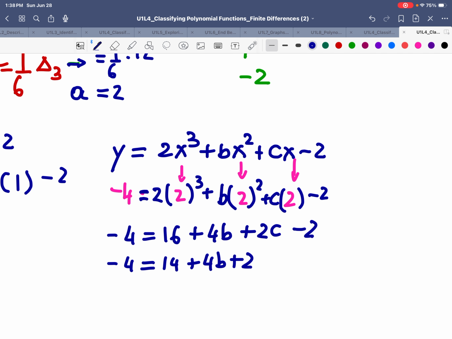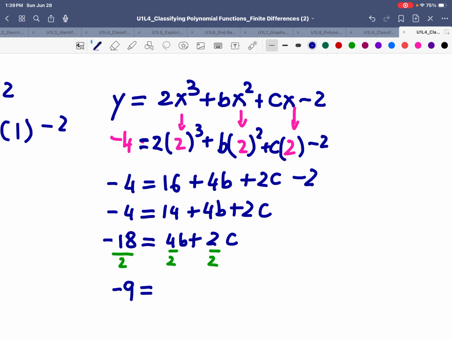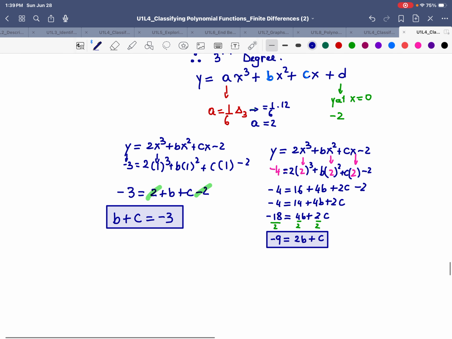Again, you can do this a lot faster. I just don't want to miss or lose anyone in the process of solving this. So we have negative 18, take 14 to the other side, equals 4b plus 2c. Now it is best to simplify these equations before we use them in the system of equations, and we can because all the coefficients are even numbers. So we have 2b plus c equals negative 9, and here we created a second equation that contains the variables b and c. So we're going to bring together the two equations.